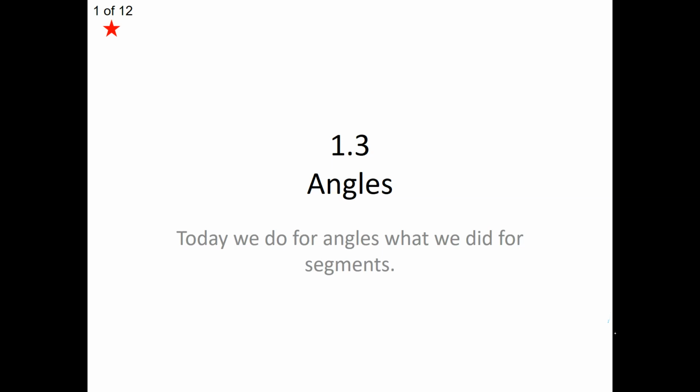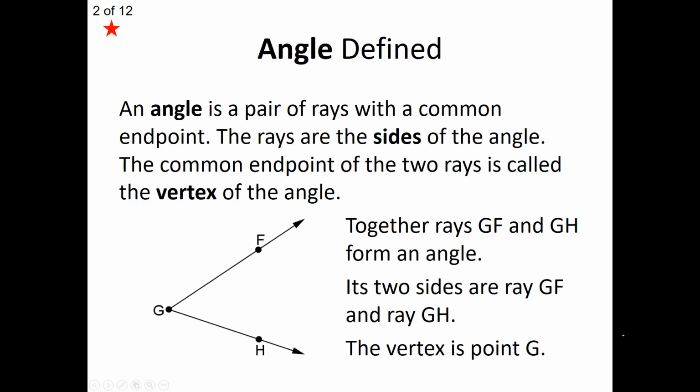We are going to look at angles from the same standpoint as if we were looking at segments, like we saw in 1.2. So let's jump right into what an angle is. We need to give a definition to what an angle is. An angle is a pair of rays with a common endpoint.